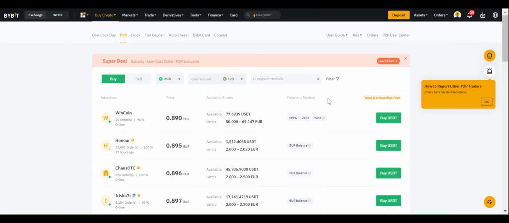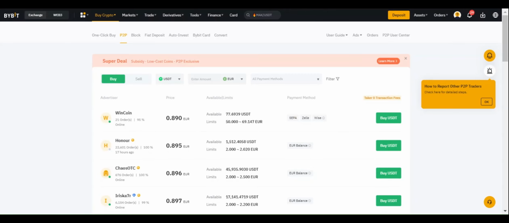So yeah, if I use this now, you want to buy from somebody who has a good completion rate, okay? Because unfortunately there are a lot of scammers on sites like this. So you want to deal with someone who has a really good 100% completion rate on 22,601 orders. So this person is very, very, very reliable.